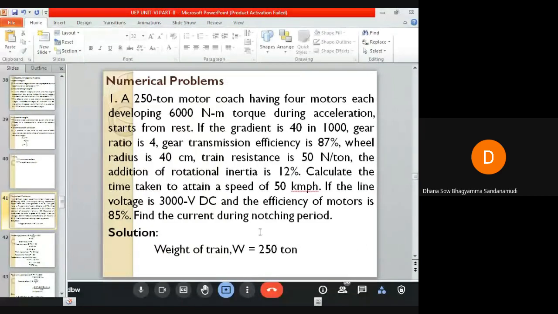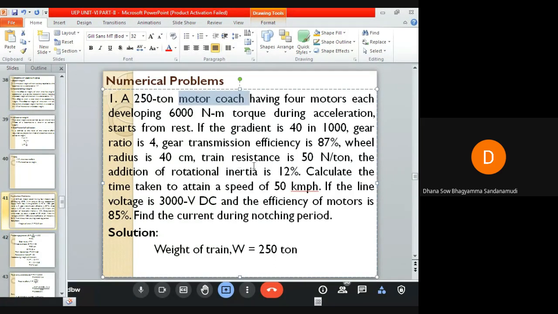The weight of the motor coach is given, which means the weight of the train here. He has mentioned motor coach, so motor coach means the weight of the train. It is a dead weight. He didn't mention specifically accelerating weight, so the dead weight of the train is given, that is 250 tons.